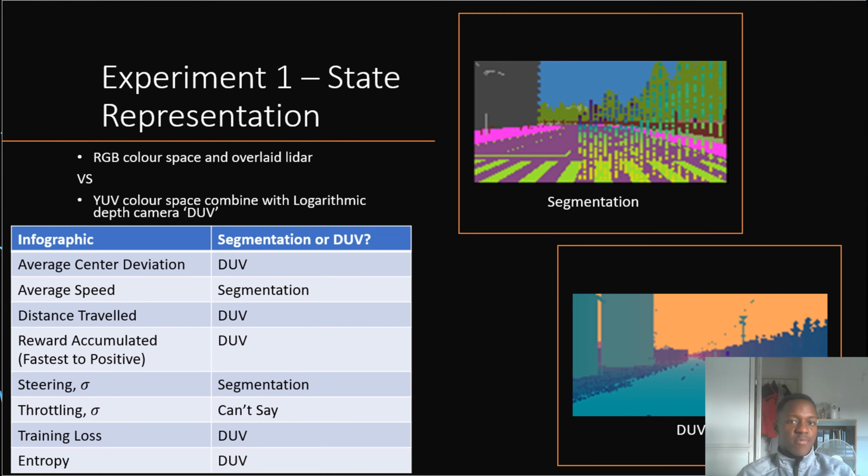The first experiment was to compare different representations to see what can accelerate learning. Our first representation is just a segmented color space and it's overlaid with LiDAR images. And then our second representation is the DUV color space, as explained previously. But they both have the feature of depth, as a robot needs to perceive and sense its environment. And from this experiment, it was found that the DUV color space performs a lot better in getting an agent to learn faster.